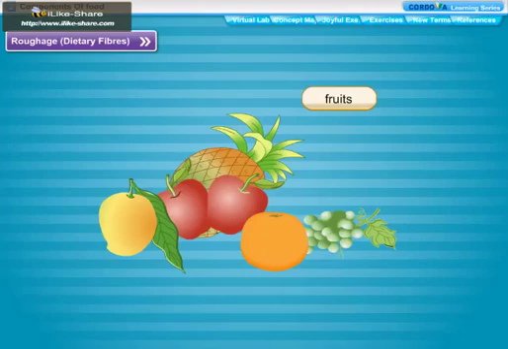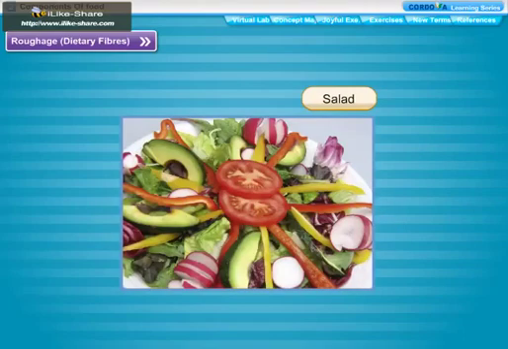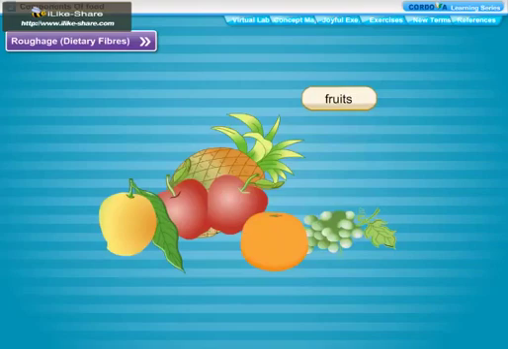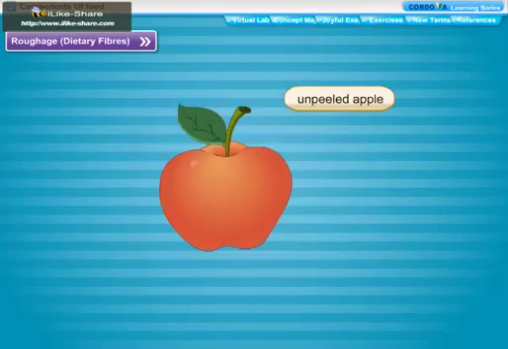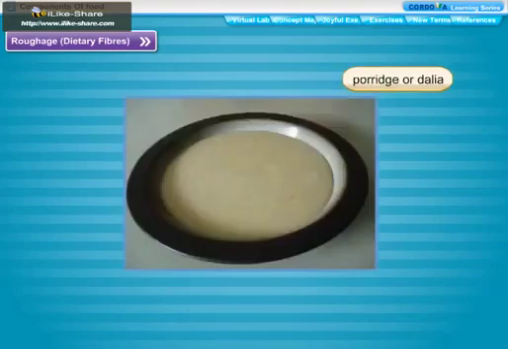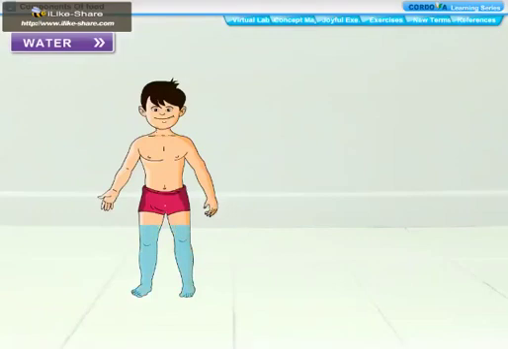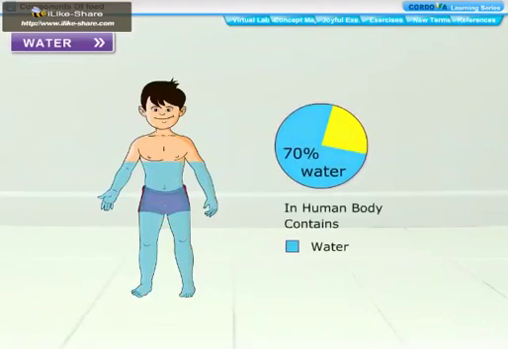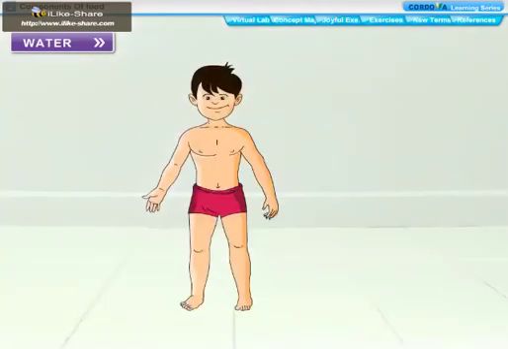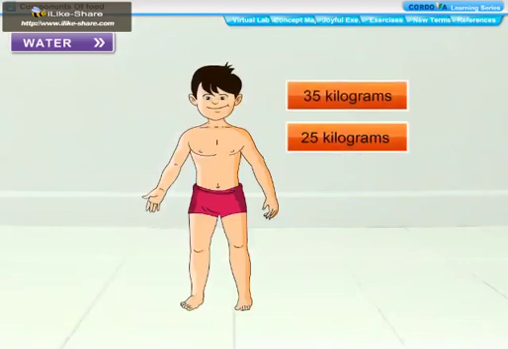The main sources of roughage in human food are salad, vegetables and fruits, corn, bhutta, unpeeled apple, half-crushed wheat, porridge or dalia. Water. It is the most important constituent of food. It is essential for life. Human body contains about 70% of water by weight. For example, a child who weighs 35 kilograms has about 25 kilograms of water in his body.